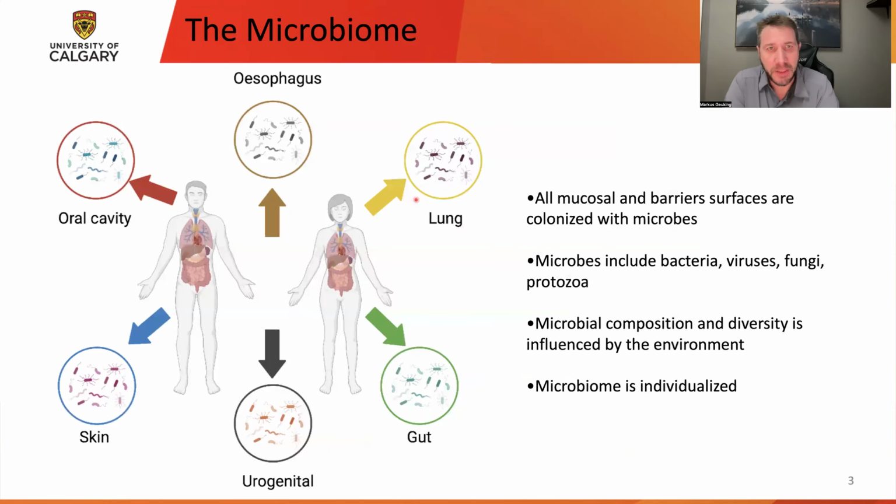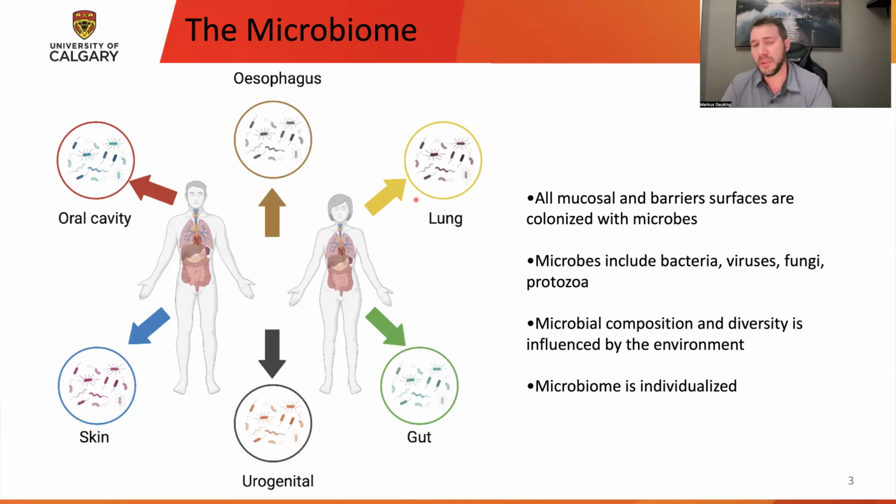So I don't think that the microbiome needs a big introduction to this audience. Just very quickly, as we all know, all of our mucosal and barrier surfaces are colonized with microbes. That starts at birth. Microbes include bacteria, viruses, fungi, and protozoa. This talk will focus on the commensal bacteria in the large intestine mainly. But as I said, we are not only colonized in the gut, all of our body surfaces are colonized as shown here. The microbial composition and diversity depends on the niche, so each site has its unique microbiome.